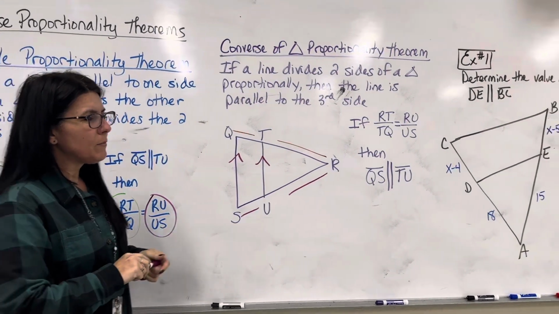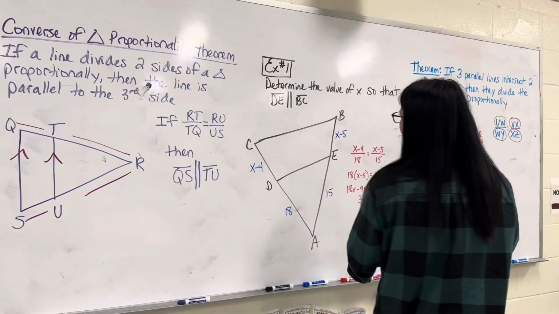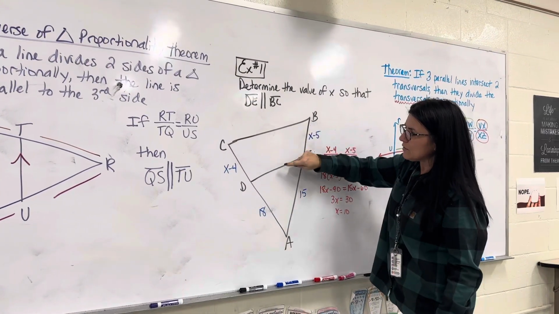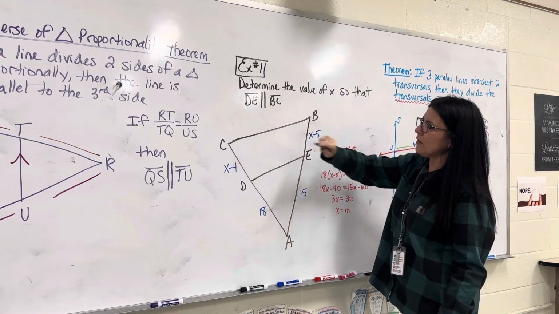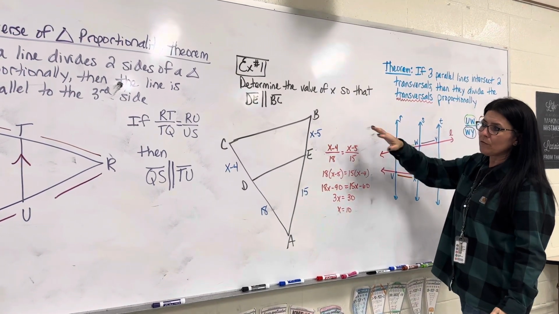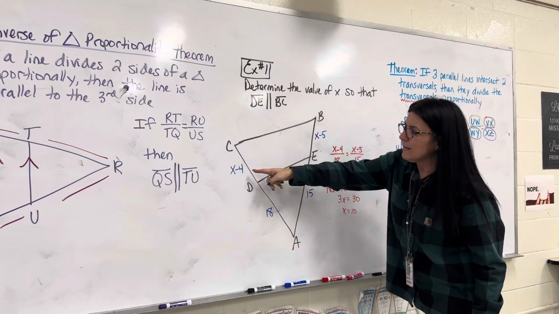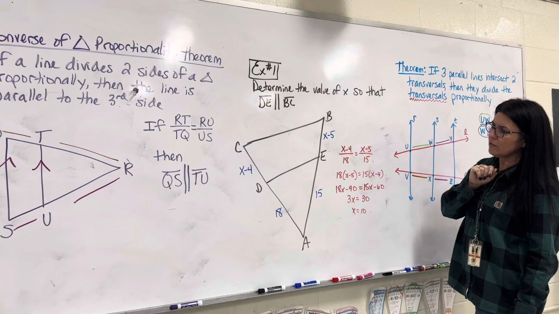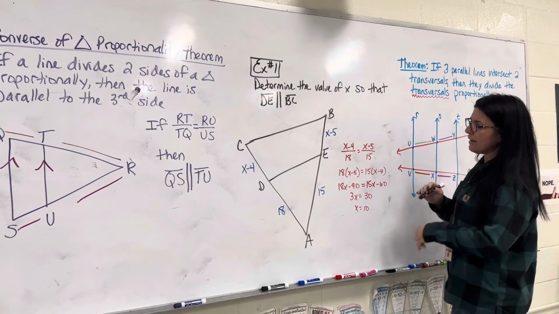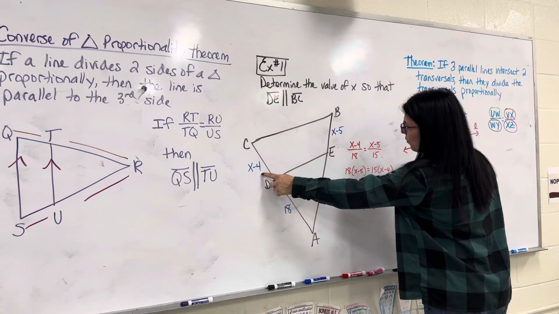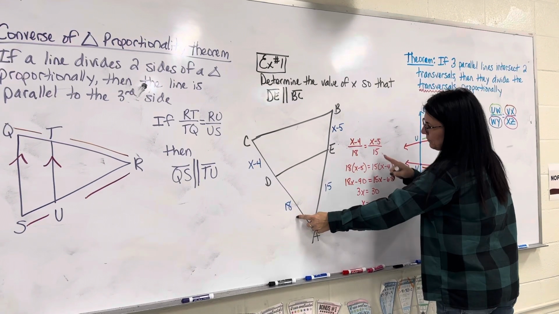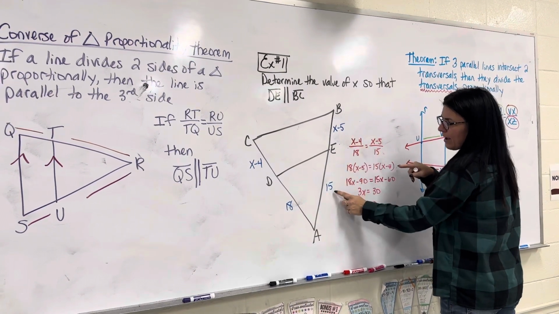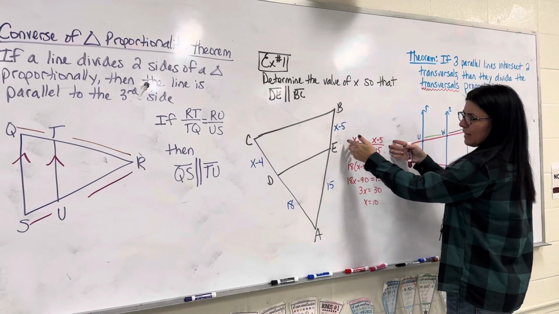Look at my first example. It says determine the value of x so that these two lines are parallel. DE is parallel to BC. So in order for these two to be parallel, these sides have to be cut proportionally. So using what we just talked about with those two theorems, I can say x minus 4 over 18 equals x minus 5 over 15. Make sure that's set up accurately.